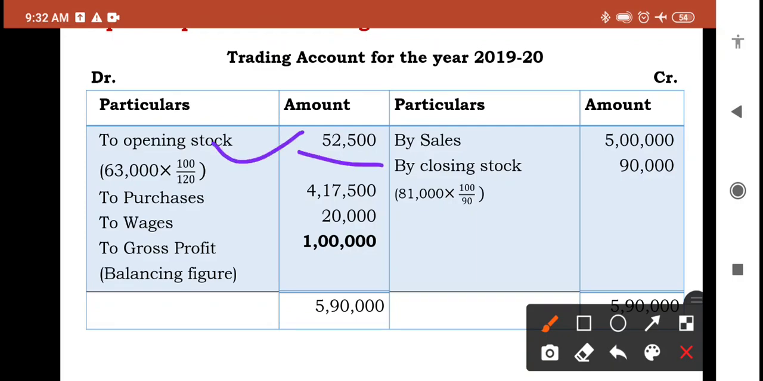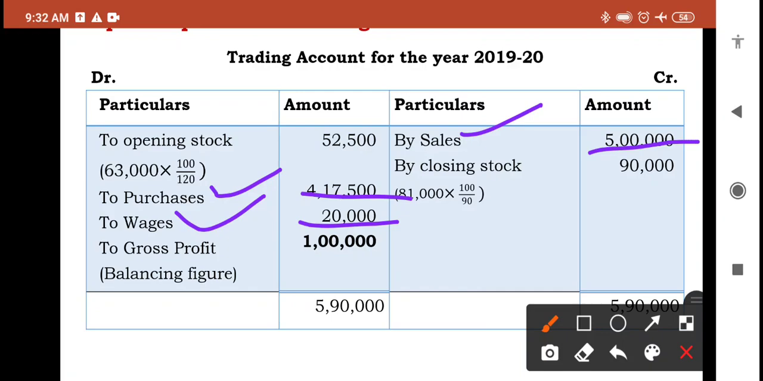Opening stock is 52,500, but in the question they have mentioned 63,000. Then how does it come to 52,500, sir? Here 63,000 is the opening stock at 20% above cost, so 100 divided by 120. If you calculate like that, you will get 52,500. Then you have to record purchases, that is 4,17,500. Next, wages 20,000. And next you have to record sales, 5 lakh is given. And next you have to record closing stock. The closing stock is 81,000, valued at 10% below cost price, so 81,000 into 100 by 90, so we got 90,000. Okay, afterwards you have to total it.